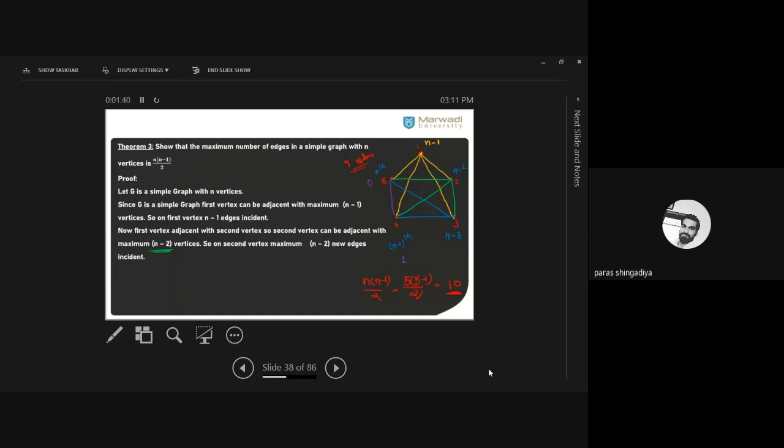The first vertex can be adjacent to a maximum of n minus 1. So first observe the 5 vertex graph here: first, second, third, fourth, 5 vertices are there. How many vertices can you connect the first vertex with? You can connect it to a maximum of 4 vertices: 1 to 2, 1 to 3, 1 to 4, 1 to 5. That's it. So the first vertex can be connected to at most 4 vertices, meaning you can create a maximum of 4 edges from the first vertex in a 5 vertex graph.